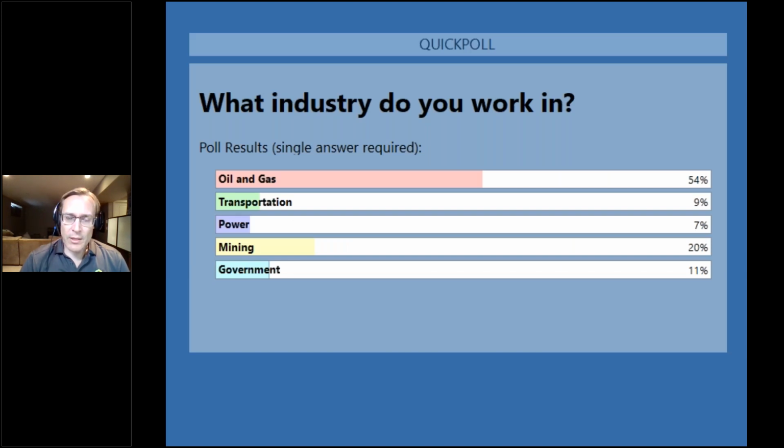Perfect. So again, not surprising, we've got a good distribution across the major sectors, and again, I think that's an important point in that the Fisheries Act does apply to all sectors. It doesn't matter what type of work you do. If you are working in or near water, the Fisheries Act does apply to you.